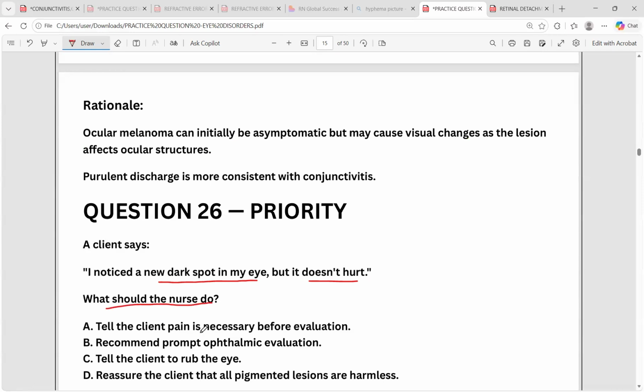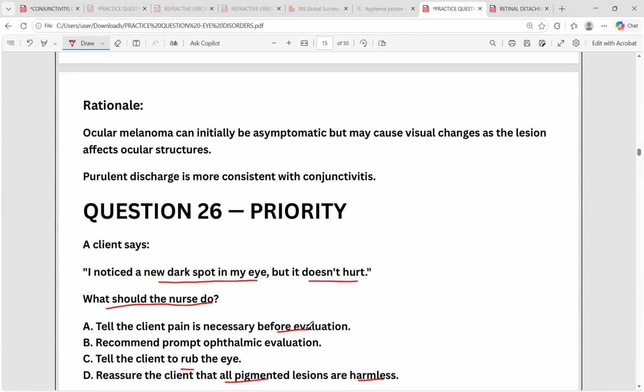Okay, option A, tell the client the pain is necessary before evaluation. Option B, recommend prompt ophthalmic evaluation. Option C, tell the client to rub the eye. And the last one, reassure the client that all pigmented lesions are harmless. What can be done? What can be the possible answers for this client statement?